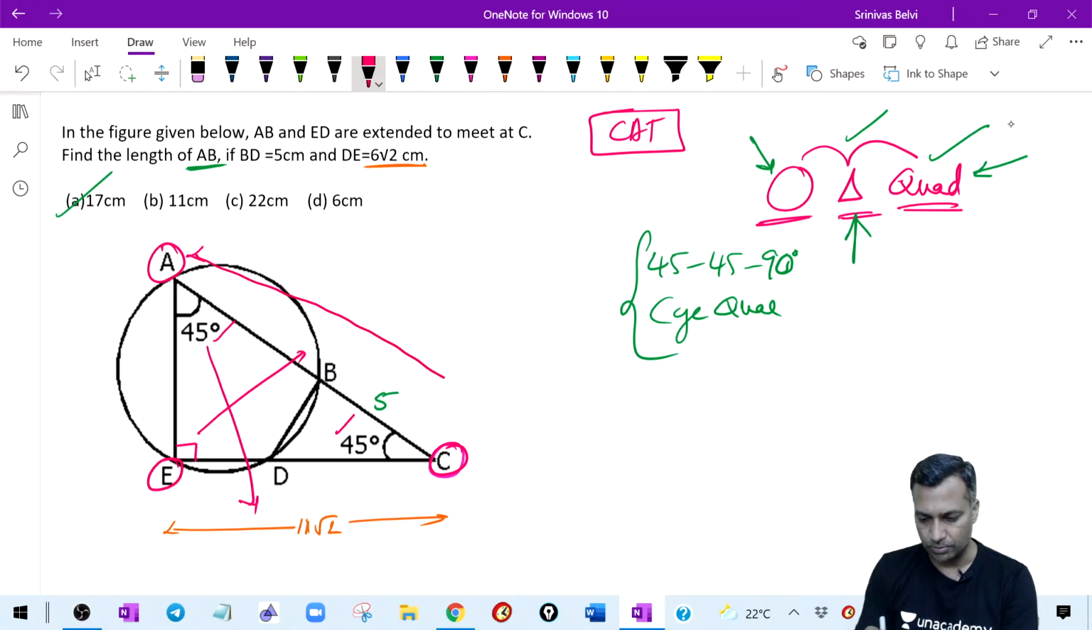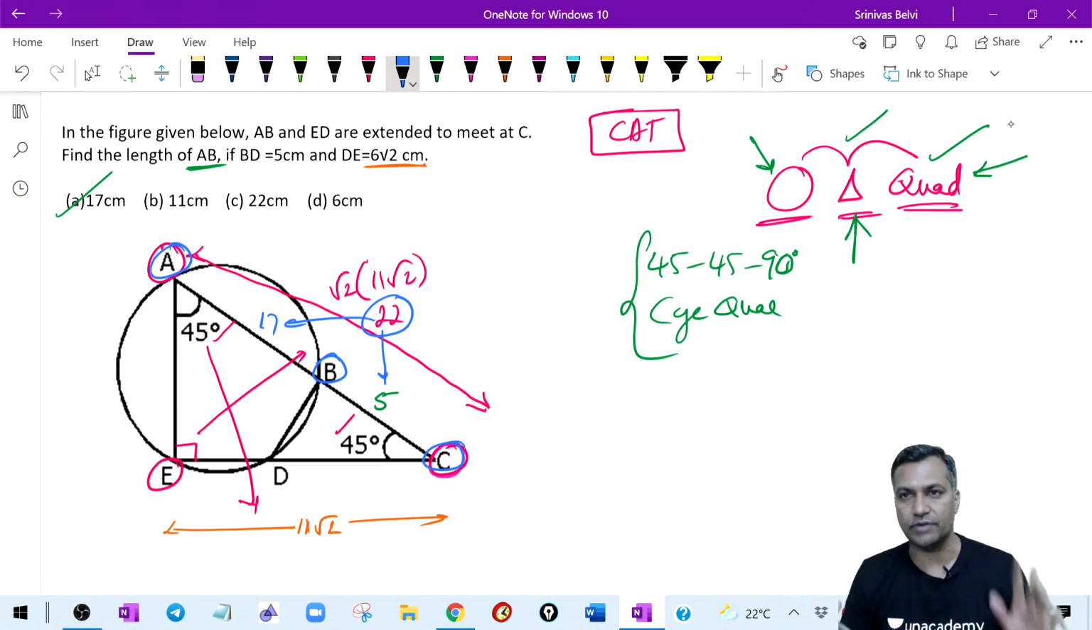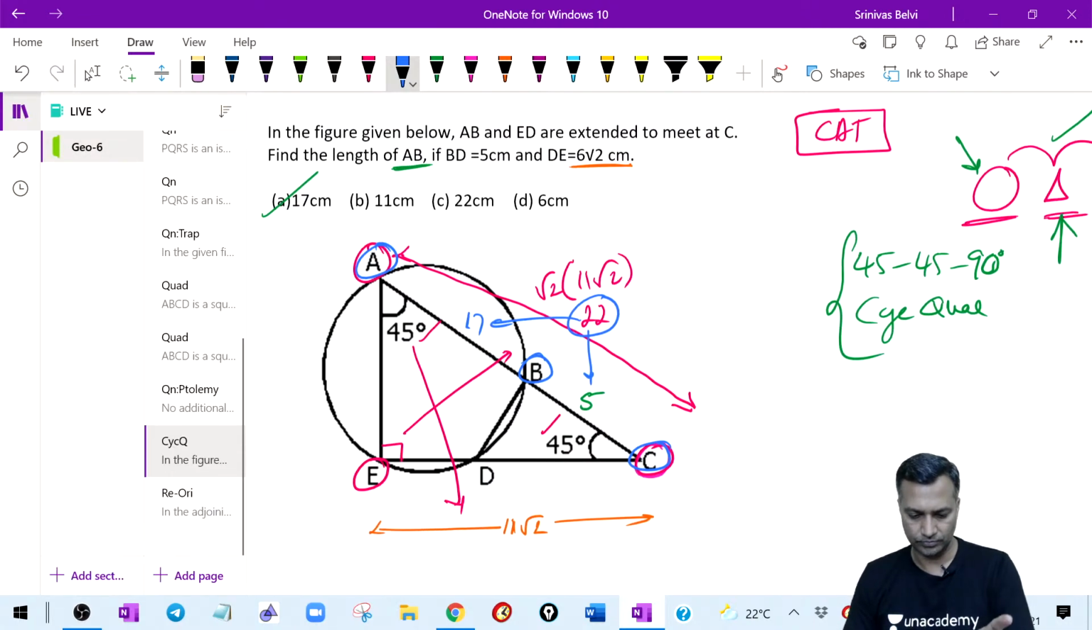Side opposite 90 will be root 2 times 11 root 2, which would be 22. Out of this 22, 5 is this particular piece. Therefore, this particular piece is 17. Which piece am I talking about? AB. AB is 17 because BC is already known as 5. Clear? Good.